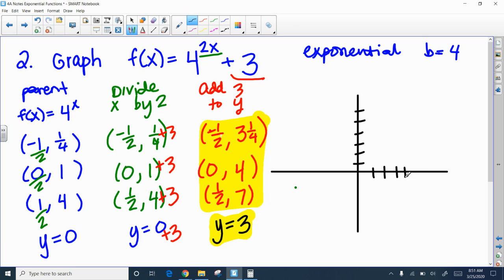When we draw in our asymptote, make sure that you draw it in as a horizontal line. It is a horizontal asymptote. So y equals 3 is crossing the y-axis at 3. So I'm going to draw that in as a horizontal line and then plot the points. This one, -1/2, means I go left a half, which is between 0 and -1, and then up 3 1/4, which is a little bit above my asymptote, maybe right here. Then I have a point at 0, 4. And then I have a point at 1/2, 7. So I'm going over a half and then up 7, which is on my graph right here. And then we can draw in our graph. This one is still exponential growth because our base is greater than 1. All right, so that's what our graph looks like.